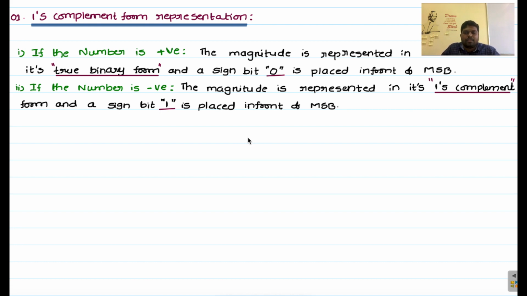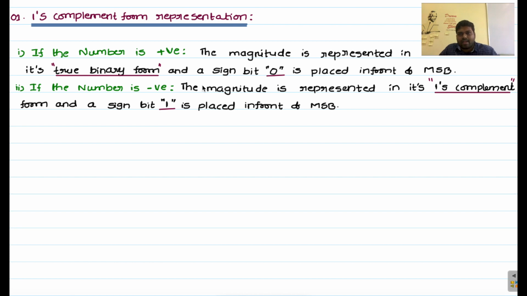You can observe these two statements. If the number is positive, the magnitude is represented in its true binary form and a sign bit 0 is placed in front of the most significant bit. If the number is negative, the magnitude is represented in its ones complement form and a sign bit 1 is placed in front of the most significant bit. So this ones complement representation is purely applicable for negative number representation, not for positive number representation.